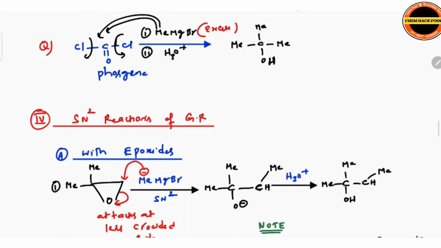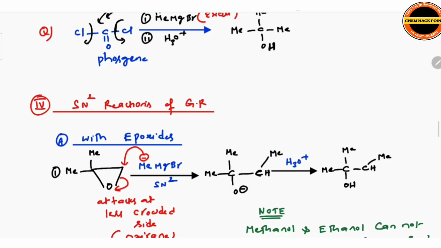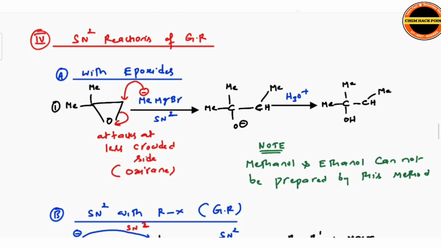Important reaction, remember: SN2 reactions of Grignard reagent. In the next video we are going to see what SN1 and SN2 reactions are. Presently, just focus on the mechanism we studied. With epoxides, methyl magnesium bromide, SN2: methyl attacks at the less crowded side, which is the oxirane. We call this one oxirane. Methyl attacks the less crowded side, so methyl is attached here. Then if you add H3O+, it becomes OH. Overall, methyl already exists, one more methyl is added, and that is the product.